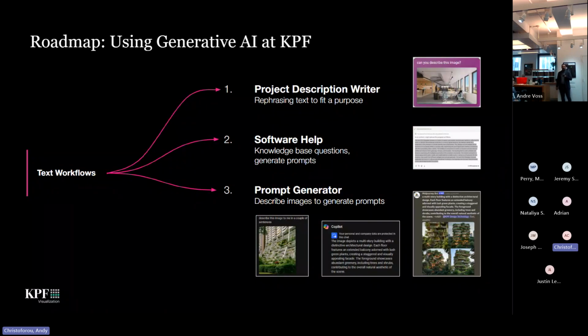Then on the text-based stuff, if you think about ChatGPT, Bing Chat, Copilot, whatever you want to call it, it's been useful to help rewrite project descriptions or emails, even generate prompts. You can have it describe an image to you if you drop that into Midjourney.